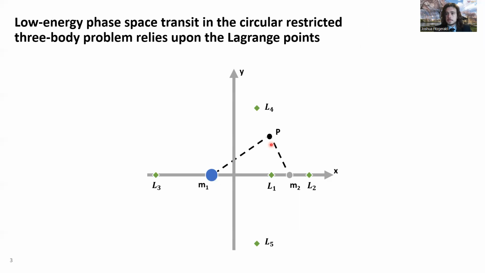And so low energy phase-space transit, which is an idea that we'll expand upon in the next slide, relies upon the equilibrium points of the equations of motion of the system, places of zero velocity in the rotating frame, which are the Lagrange points, the L1, L2, L3, L4, and L5 points. L1, L2, and L3 are called the collinear points because they lie in a line with M1 and M2, and L4 and L5 are the triangular Lagrange points because they form equilateral triangles with the two masses.